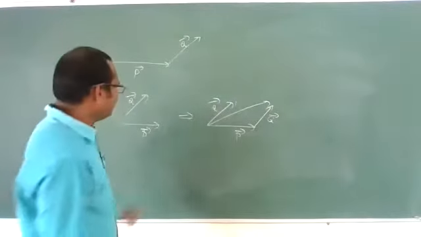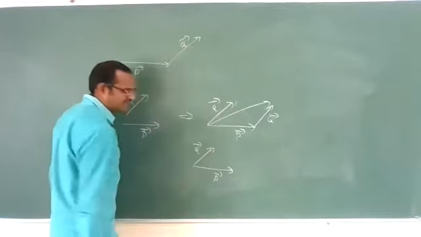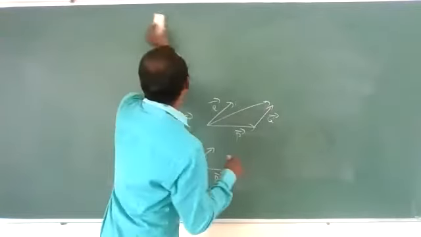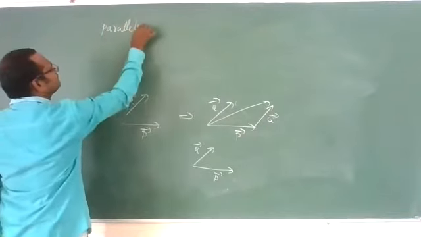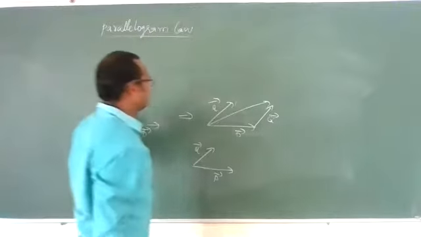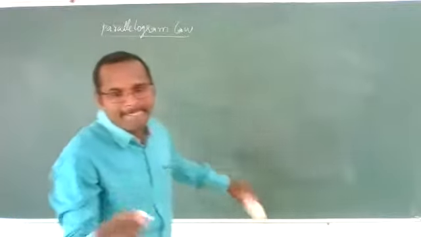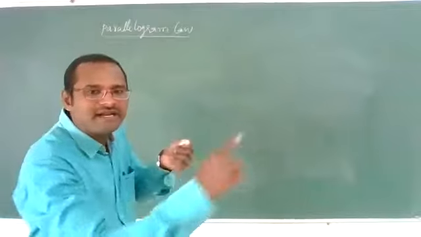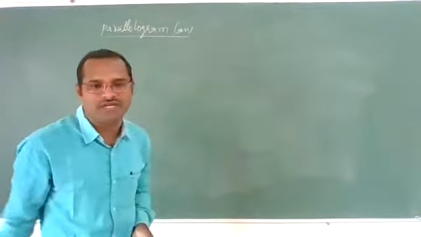Okay na? But when this type of figure is there, like this, P bar and Q bar are co-initial vectors, then how to add them? Then we have another law that is called the parallelogram law. Okay? Do you understand what I am saying? The triangular law requires P bar and Q bar to be in one particular order. Here P bar is here, and Q bar also starts from the same point like this. Means we can't use triangular law.